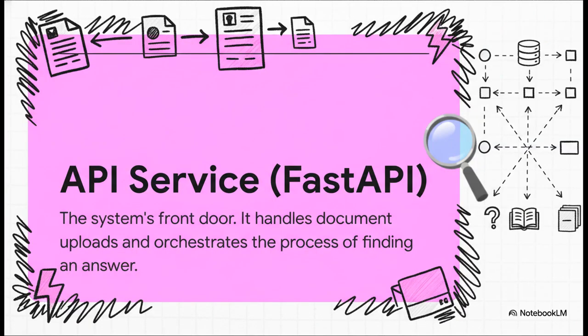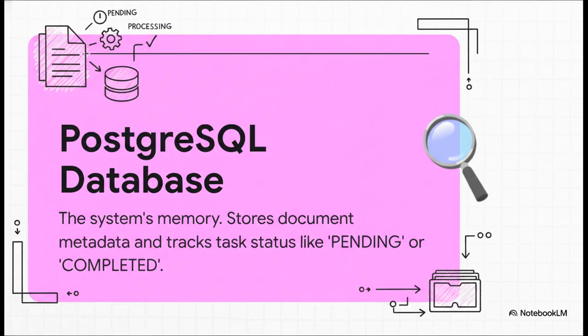Okay, so let's start with that librarian, the API service. This is the front door of the whole system. When you upload a document or ask a question, this API is what catches it. It's the coordinator, the quarterback, telling all the other parts of the system what to do to get you an answer. Next up, we have the card catalog, which is a PostgreSQL database. Think of this as the system's perfect memory. It keeps track of every single document, but more importantly, it tracks its status. It knows if a document is still being processed, pending, or if it's ready to go, completed. This is absolutely crucial for making the system reliable in the real world.